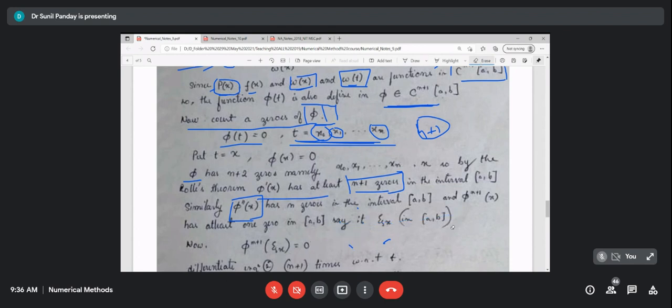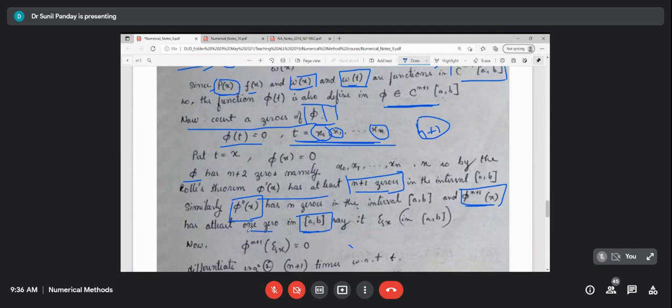And we will go in this way. We will find that phi^(n+1) has at least 1 zero in [a,b], because each time one zero is going to reduce. So if phi dash has n plus 1 zeros, phi double dash has n zeros. So phi^(n+1)(x) has at least 1 zero if we repeatedly apply Rolle's theorem on the function phi, then phi dash(x), then phi double dash(x), and then phi^(n+1)(x). So there exists 1 zero of the phi^(n+1)(x) function.